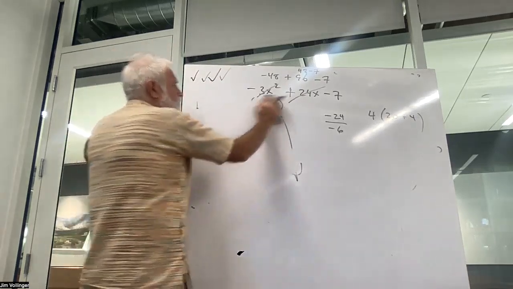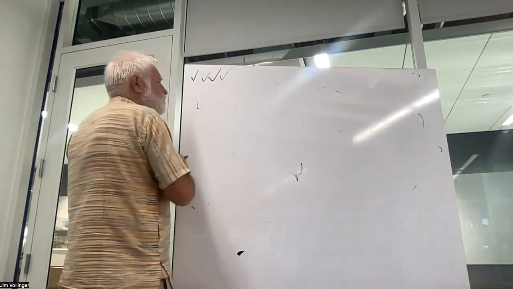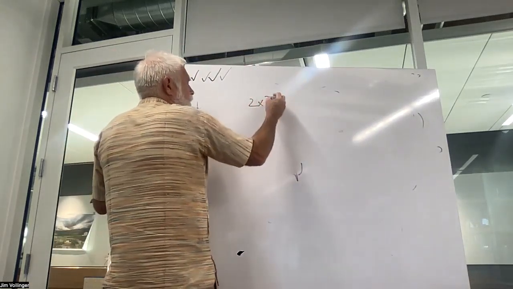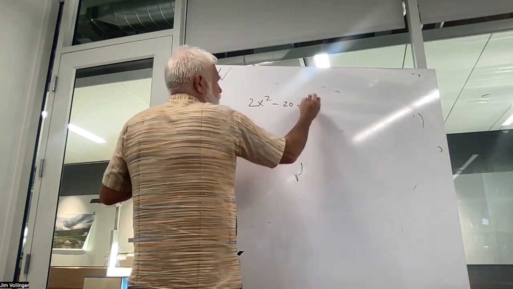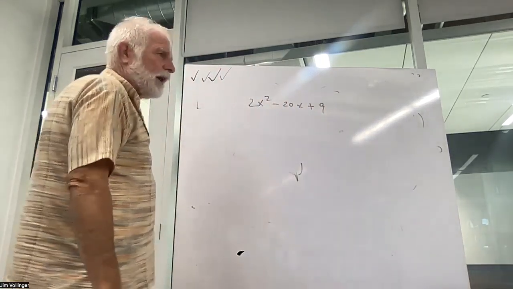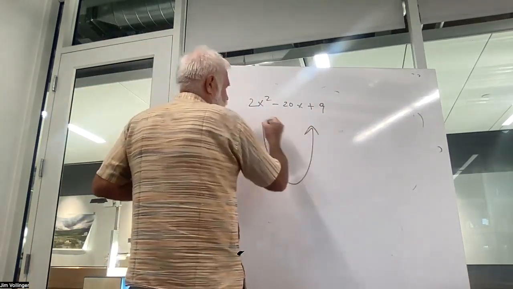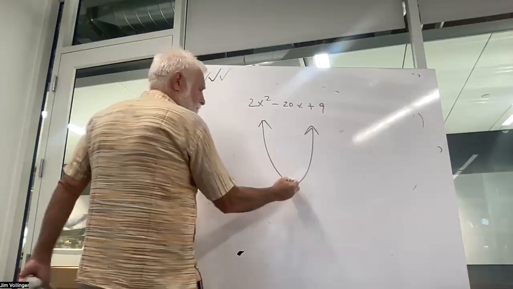Let's do one more. Let's do a 2x squared minus 20x plus 9. Pause the video. Last shot at it. Hopefully. Cup shape up. Boom.